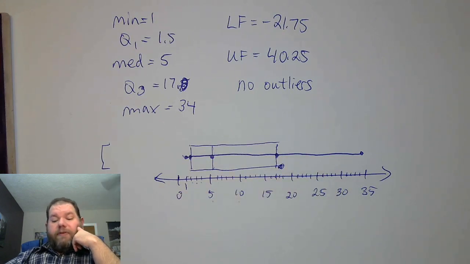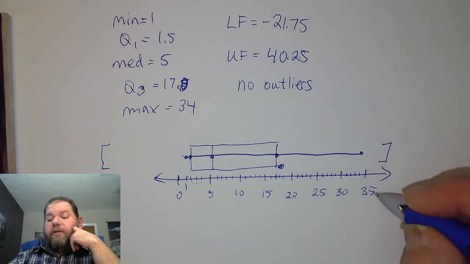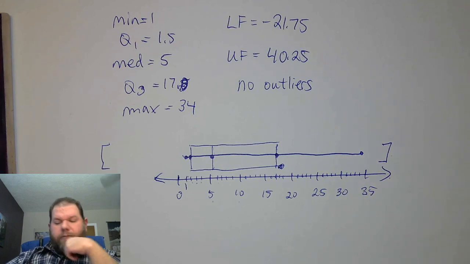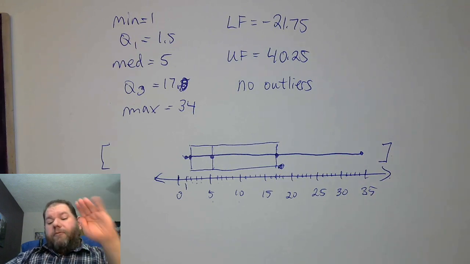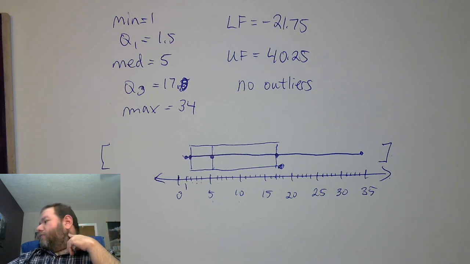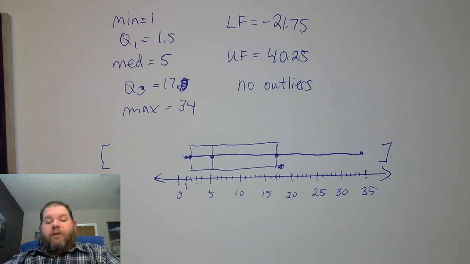And our upper fence is at 40.25, which is a little bit closer on the right end because it's just the next mark over from 35. So I'll draw it closer together, but we have no outliers, so there's no other marks to make beyond that. And so that would be our box plot for this data set.